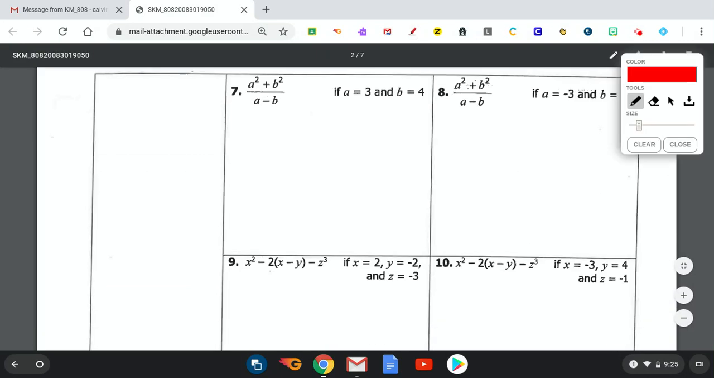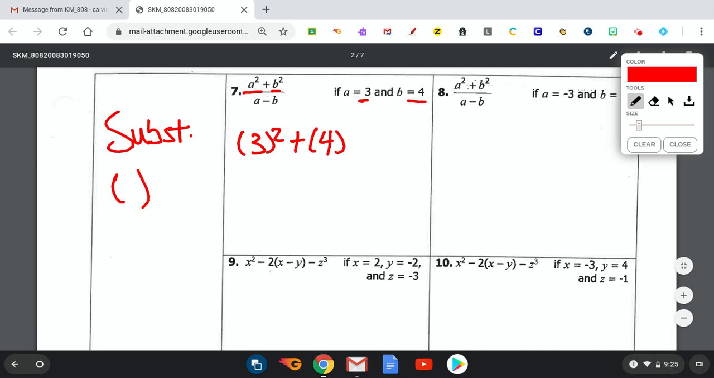So if we look here at number 7, we're still doing the same thing, and we're substituting those in. And make sure you put parentheses around what you substitute. So on the top here, I have a squared. So 3 squared plus b is 4. 4 squared. Put my fraction bar, and then I still have 3 minus 4. And I do the exact same thing. Okay? So 3 squared is 9 plus 16, which is 4 squared. 3 minus 4.